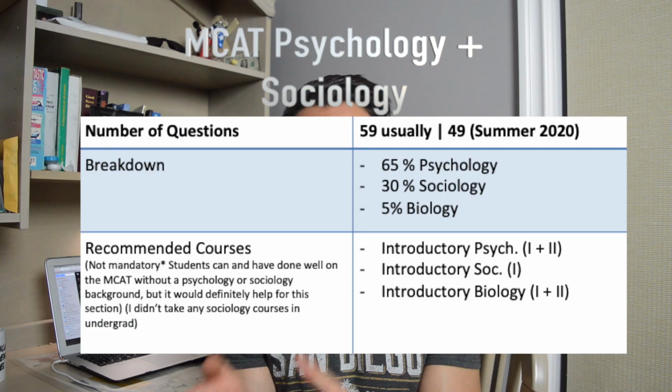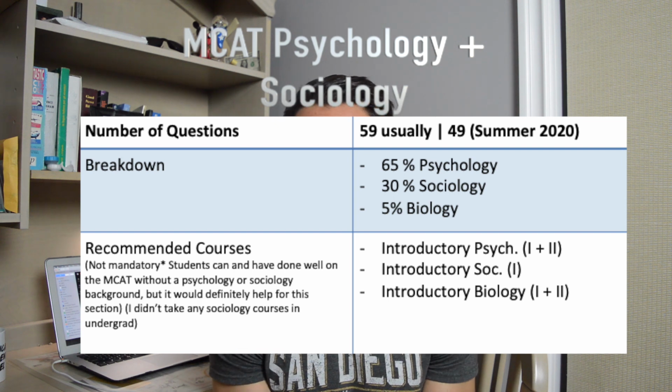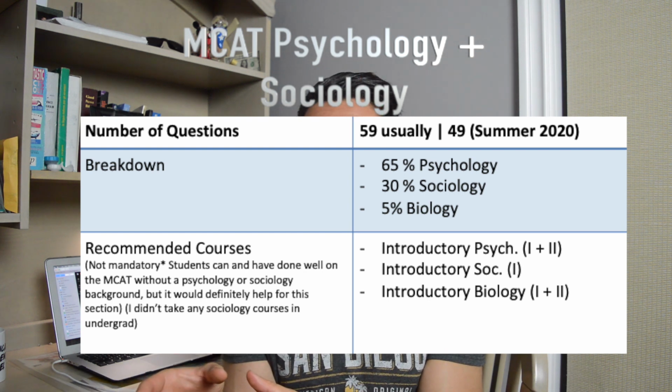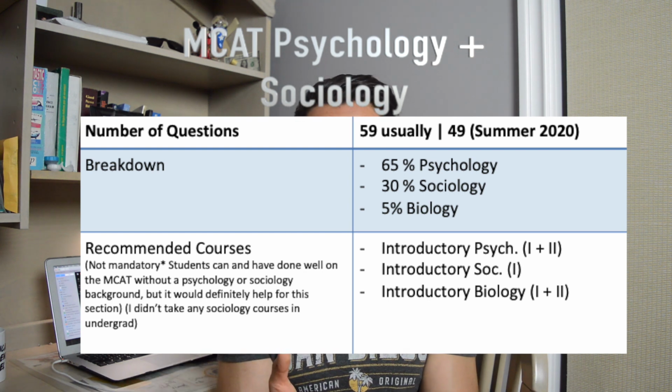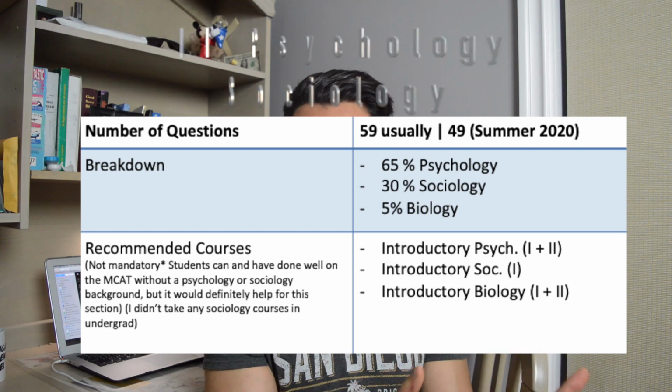Now, to start off with a quick intro, the psychological, social, and biological foundations of behavior is going to be the final section that you're going to have to write on the MCAT. And the questions that you're going to see on this section of the test, 65% of them are going to be coming from psychology, 30% of them are going to be coming from sociology, and the remaining 5% are going to come strictly from biology.